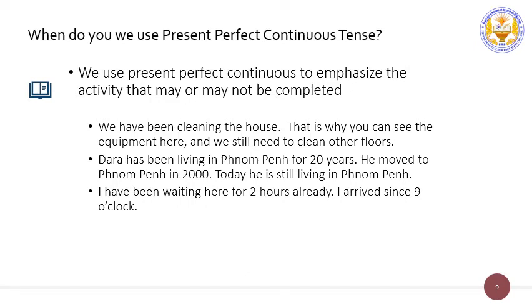Okay, another example. I have been waiting here for 2 hours already. I arrived at 9 o'clock, so now it's 11 o'clock already, and I'm still here waiting for you at a restaurant, for example. So we use the present perfect continuous tense to show that the activity started in the past and is still going on right now.